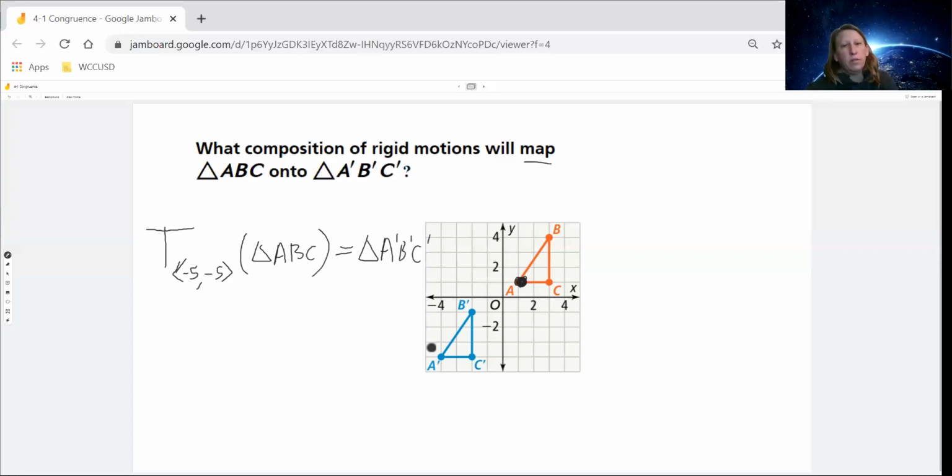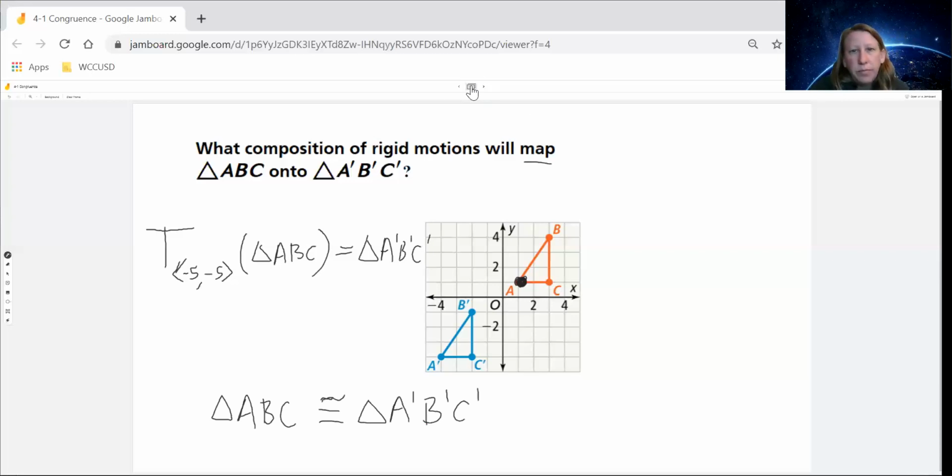Okay? So this is how you would write it. And because that's true, because that's a rigid motion that can get them to match up, get it to map onto the other one, then we can say that the triangles are congruent. This is a proof of why this statement is true.